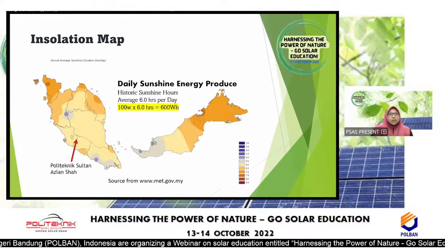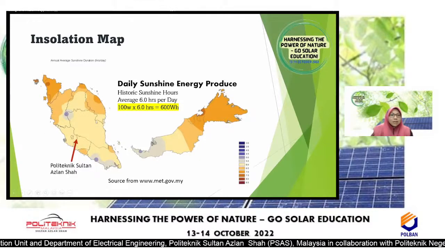This is the insolation map, taken from the website map.gov.my. Why do we use the insolation map? We use it to know the daily sunshine energy produced. In Malaysia, the daily sunshine is usually around 6 to 6.5 hours per day.